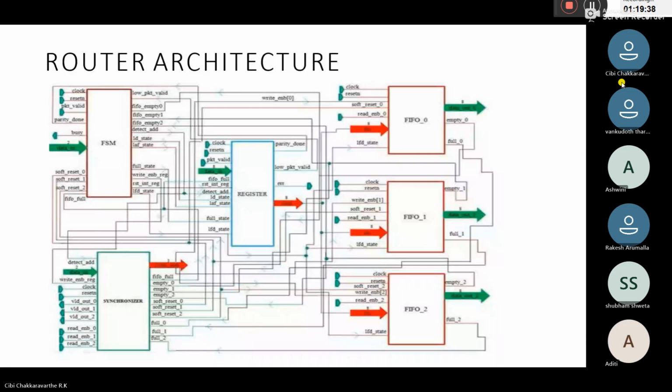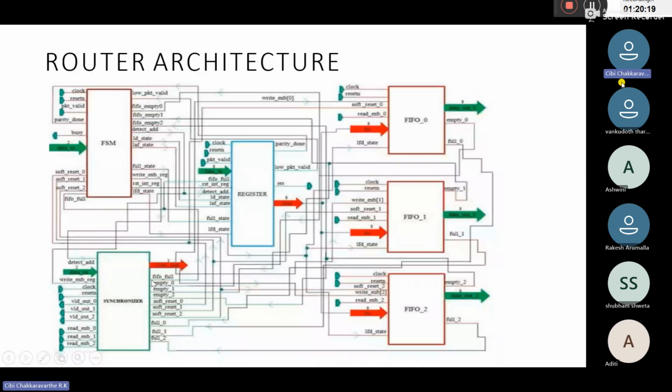See here, if you are receiving at the synchronizer, it is here. See the arrow mark. Let's consider this full 0, or consider this full 2, because it is near. See here, in this FIFO 2, there is a full 2 signal coming to the synchronizer. See this arrow mark, it is coming from FIFO 2 to the synchronizer. After getting this, the synchronizer will come to know that this FIFO 2 is full now.